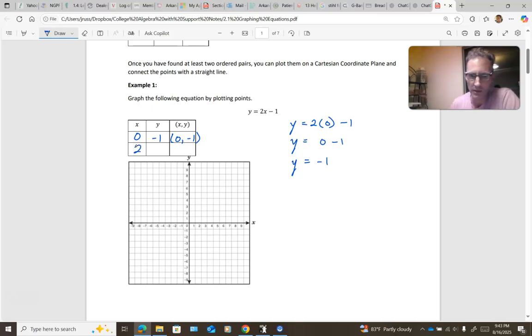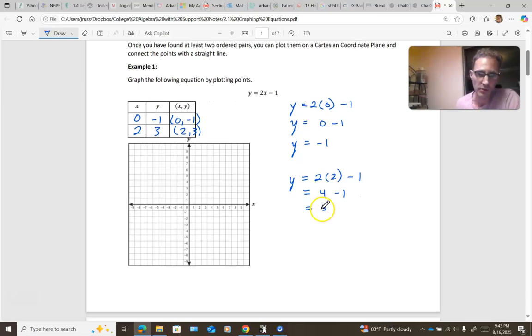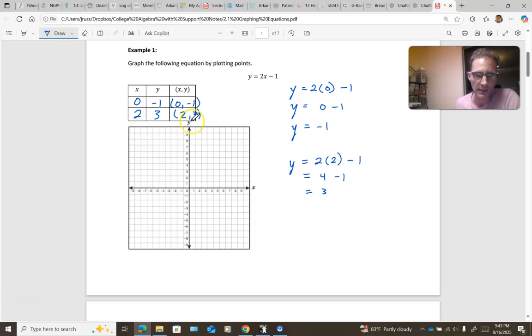And so I'll do the same thing. I'll rewrite my equation and I'll substitute a value of 2 in for x. And I'll evaluate this. So remember, you've got to do your multiplication before your subtraction. So 2 times 2 is 4. And this will give us 4 minus 1, which is 3. Okay. So when x is 2, y is going to be 3. Now I've got two ordered pairs. Now all I need to do is plot those on my Cartesian coordinate plane.